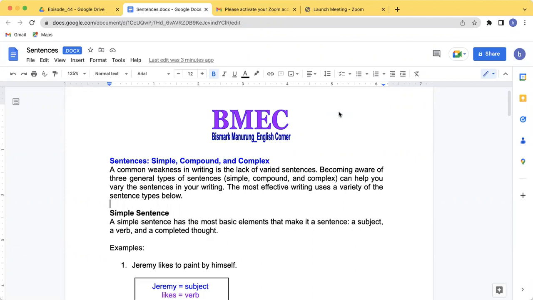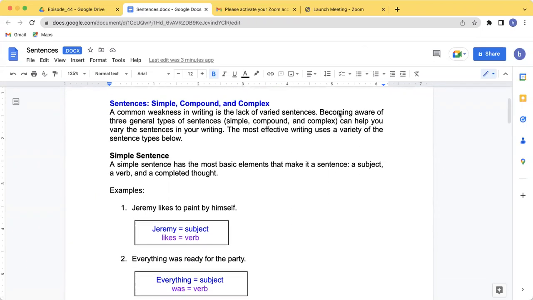Our topic today is sentence. A common weakness in writing is the lack of varied sentences. Becoming aware of three general types of sentences, simple, compound, and complex, can help you vary the sentences in your writing. The most effective writing uses a variety of the sentence types below.